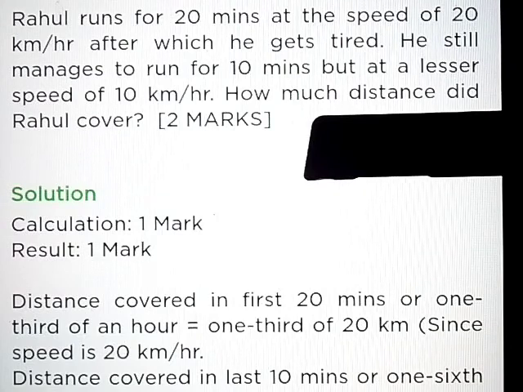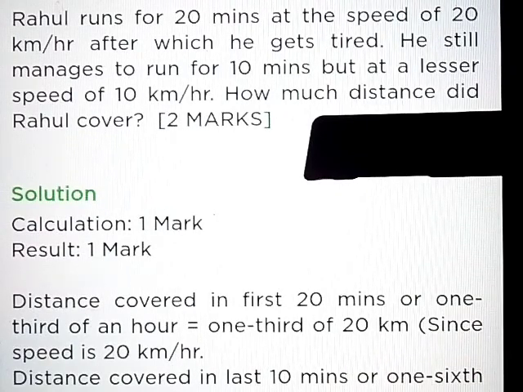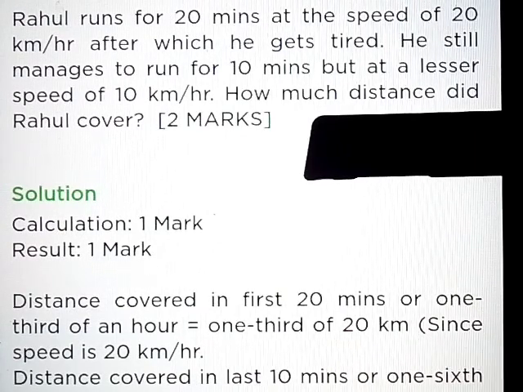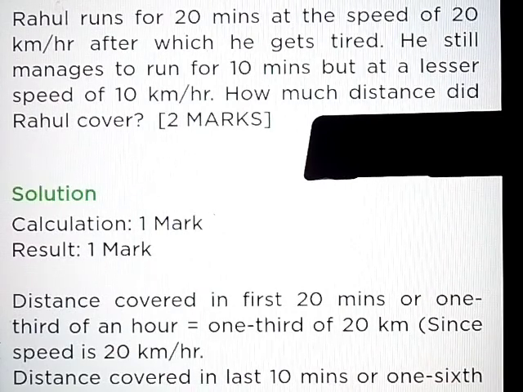Question number 5. Rahul runs for 20 minutes at the speed of 20 km per hour, after which he gets tired. He still manages to run for 10 minutes but at a lesser speed of 10 km per hour. How much distance did Rahul cover?